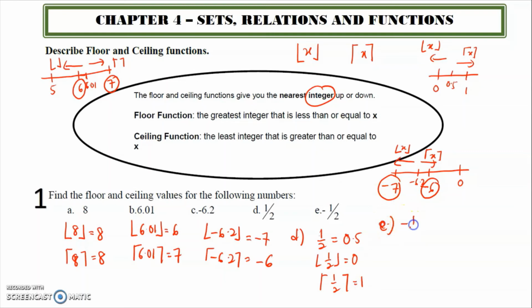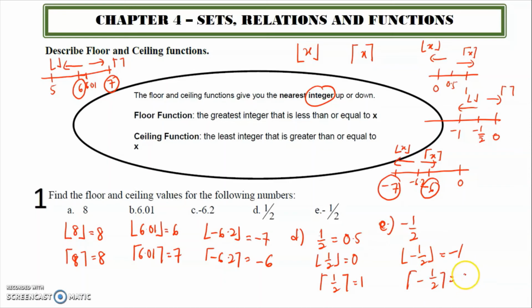Okay, E, negative half. So negative, so 0, negative 1. So negative half is between 0 and negative 1. So to the left side is its floor. To the right side is its ceiling. So floor for negative 1 over 2 equals to negative 1. Ceiling for negative 1 over 2 is 0.